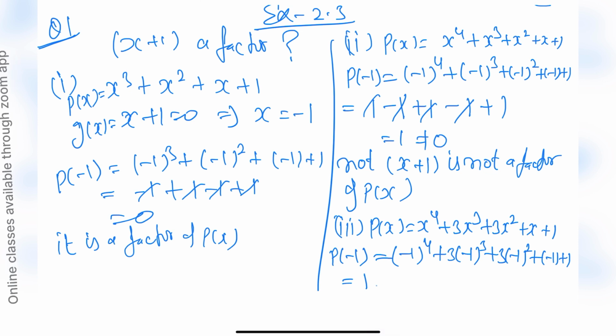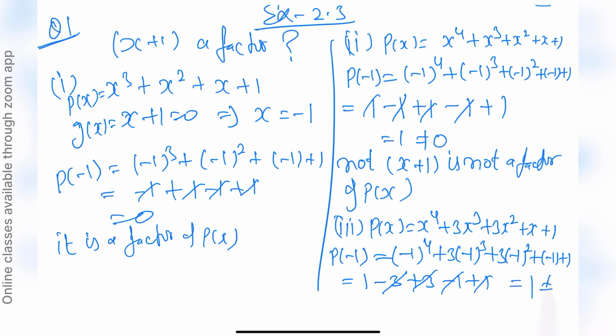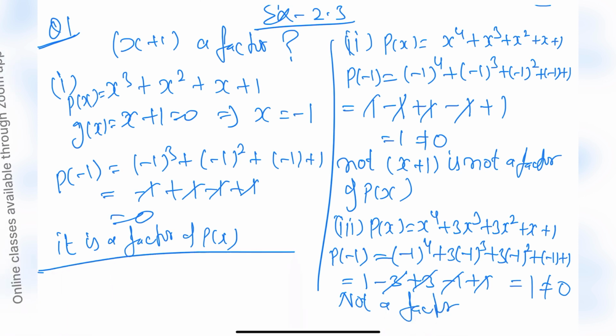So minus 1 raised to the power 4 is 1, plus minus 1 cube is minus 1, into 3 is minus 3. Minus 1 square is 1, so 1 into 3 is 3. Then minus 1 plus 1. This cancelled out. This cancelled out. We again remain with 0. Not equal to 0. So not a factor.